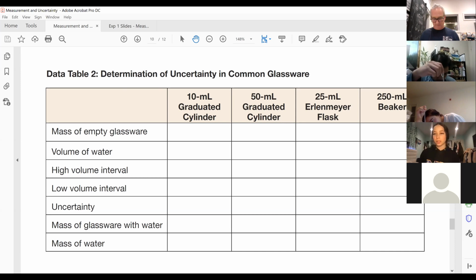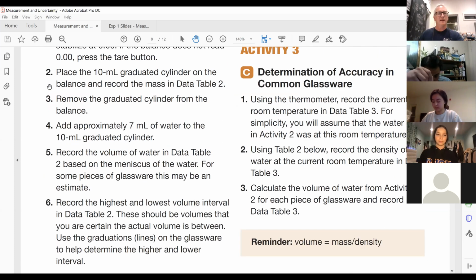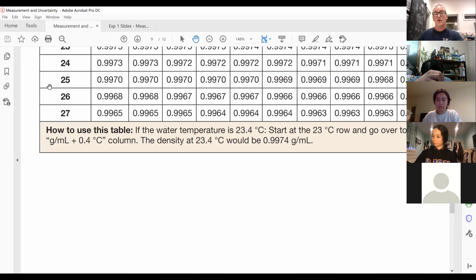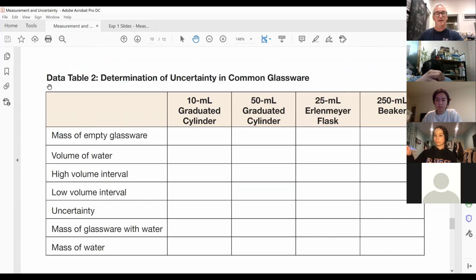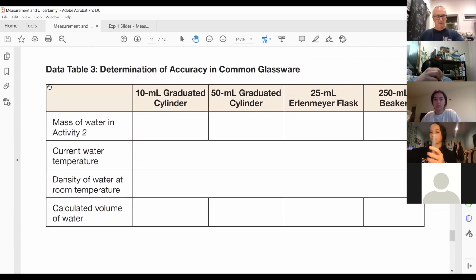How much water is going in the 10 milliliter cylinder? Sorry, I think it's 8. Was it 8? It's 7. Oh, I had 8. Okay, 7, yeah. Of course, you should get the same error with 8, I would think. So when you subtract the mass of the graduated cylinder from the mass with the water, you should get around 7, or in my instance, 8.